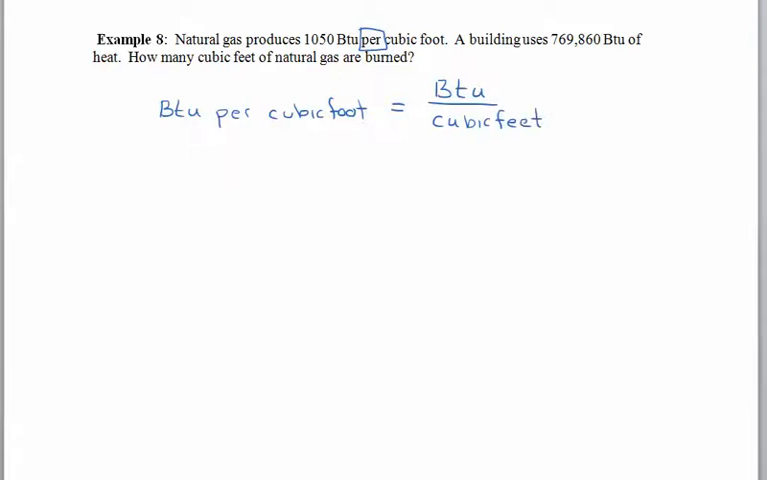So our word equation really is handed to us as long as we pay careful attention to where the word per is located. All right, let's see. We need to know how many cubic feet of natural gas are burned. So let's call that C. C will be the cubic feet of natural gas.